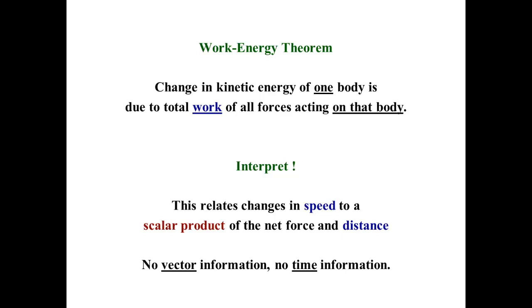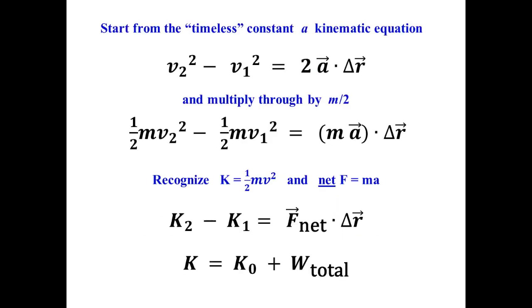We can calculate the change in kinetic energy of one body if we know the total work of all of the forces acting on that body. When interpreting problems, we're generally looking for the fact that we've got a change in speed and we maybe know information about distances and scalar products of force with that displacement. But we don't know anything about vectors, and we don't need to give a vector answer. And we also don't know anything about time, and we don't need to give an answer involving time. We're only probably interested in solving for a distance or for a speed.